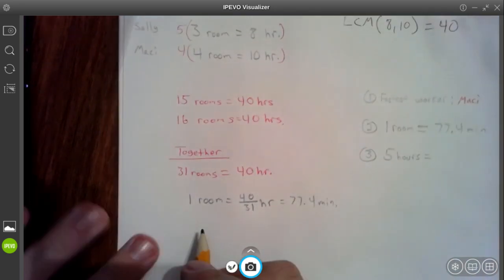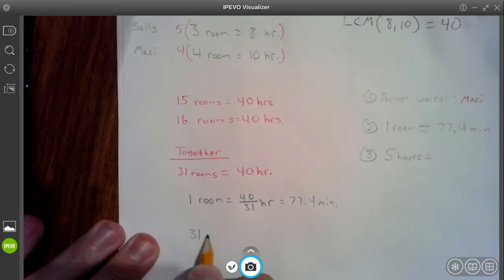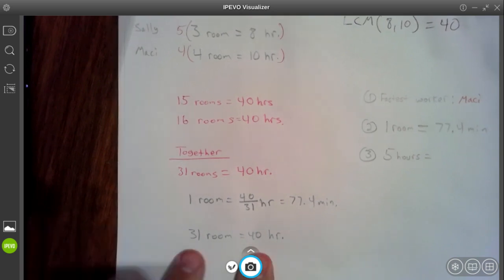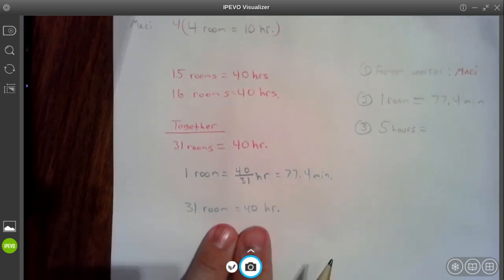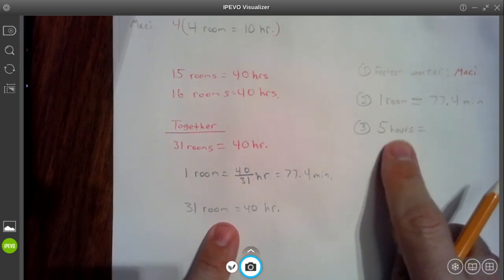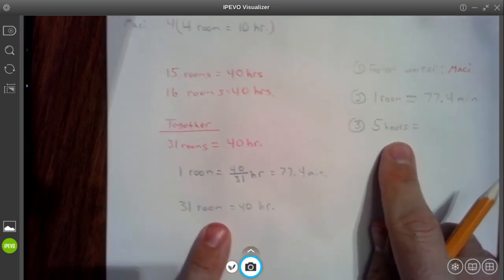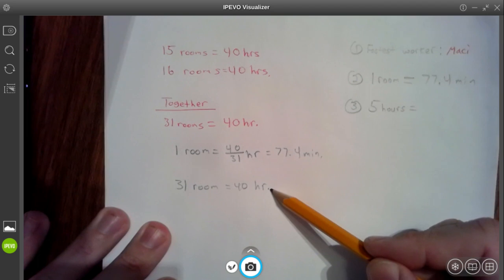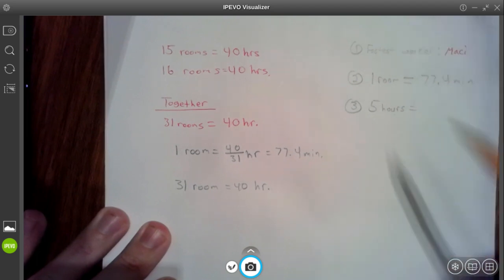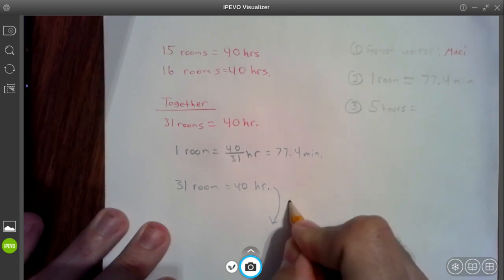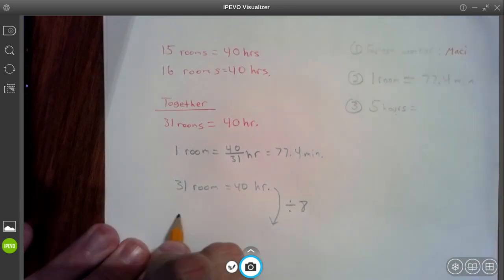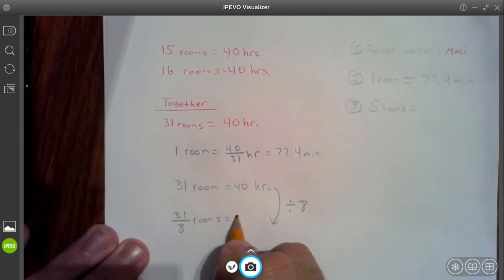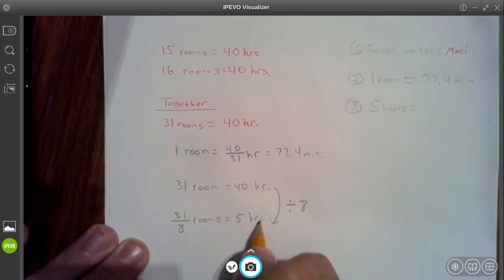All right, let me take that same equation, 31 rooms in 40 hours. I want to play with this equation again, but this time I want to see what they can do in 5 hours. Straight away, what I notice is I can take the 40 hours and divide it by 8, and that will give me 5. So if I divide this equation by 8, I'm going to get 31 divided by 8 rooms. That's the part I'm interested in for 5 hours.